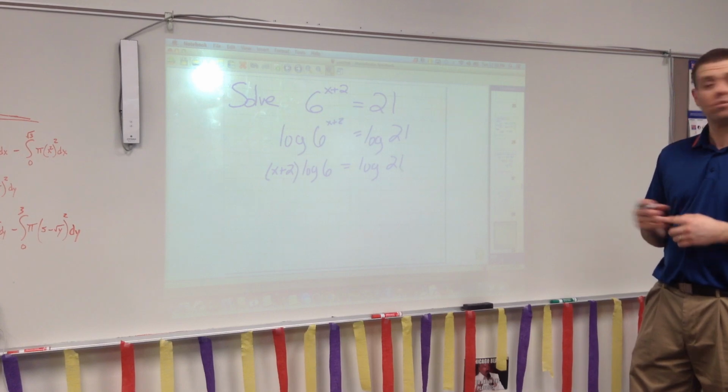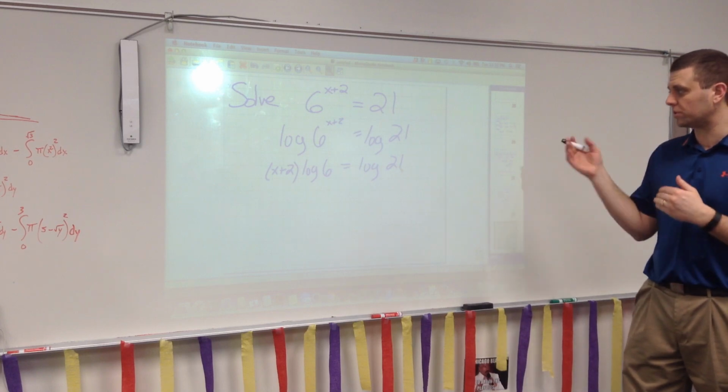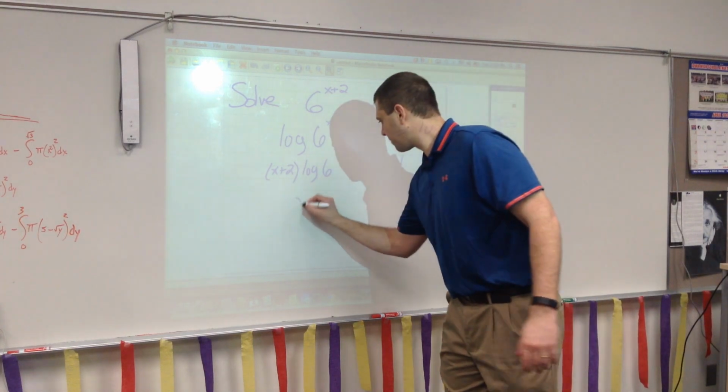Okay? So I move the exponent out to the front. So I have the quantity x plus 2 times the log of 6 equals the log of 21. I would divide both sides by the log of 6.